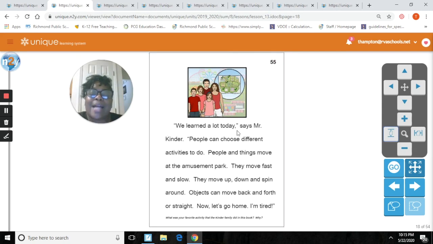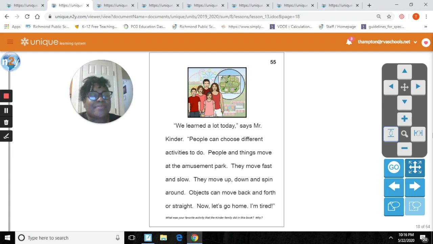Okay, we learned a lot today, says Mr. Kinder. People can choose different activities to do. People and things move at the amusement park. Yes, there's a lot of movement, right? They move fast and slow. They move up, down, and spin around. Objects can move back and forth or straight. Now, let's go home. I'm tired.